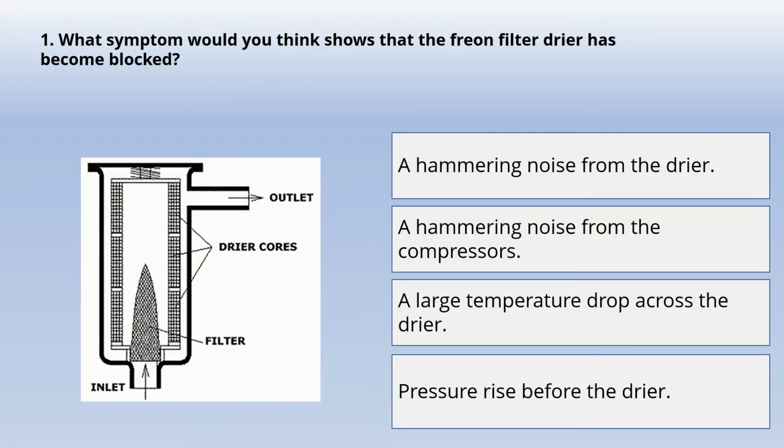Our first question is, what symptom would you think shows that the freon filter dryer has become blocked? And the options are a hammering noise from the dryer, a hammering noise from the compressors, a large temperature drop across the dryer, pressure rise before the dryer. And the correct option for this question is a large temperature drop across the dryer.